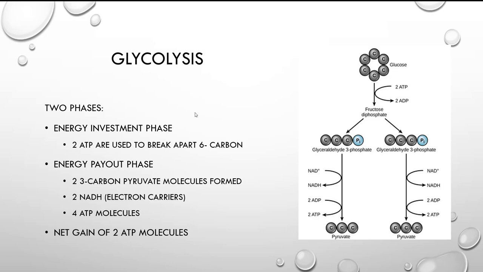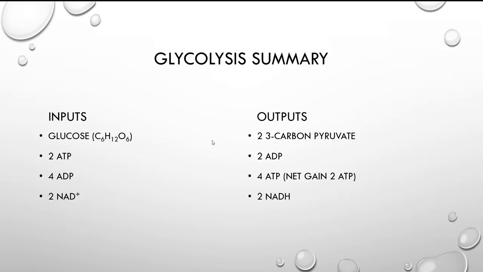So what I'd like you to do is, in your notes, create a chart. In your chart, you'll want to have one column that says inputs and another column for outputs. And then for a row, you're going to write glycolysis.